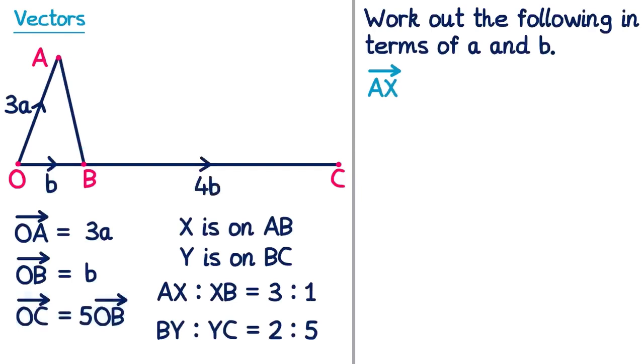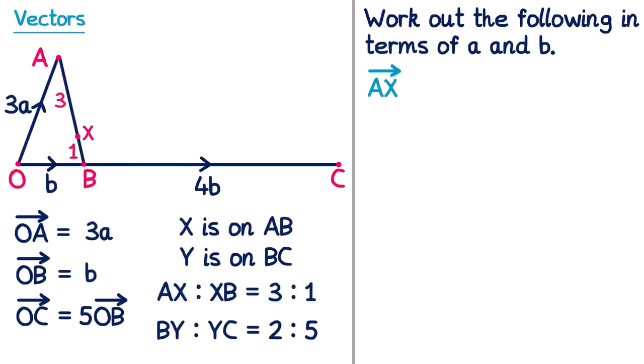Next we're going to look at this part here, where it says AX to XB is in the ratio 3 to 1. So X must be some point on the line AB, and since the ratio is 3 to 1, it's going to be closer to B than it is to A. So something like this, where the distance from A to X is 3 parts of the ratio, and from X to B is 1 part of the ratio.